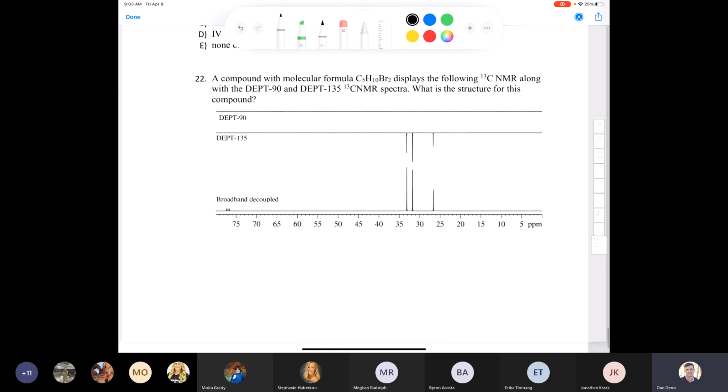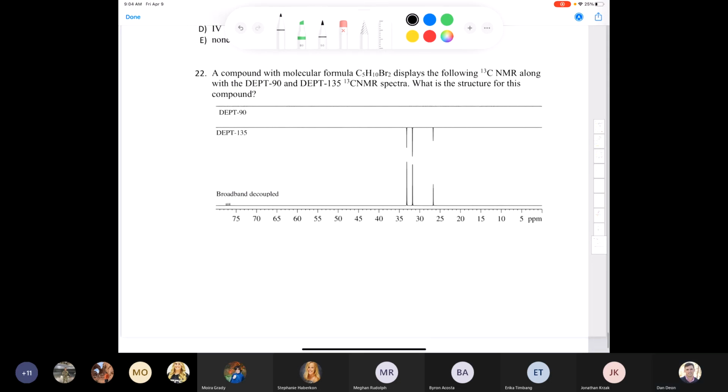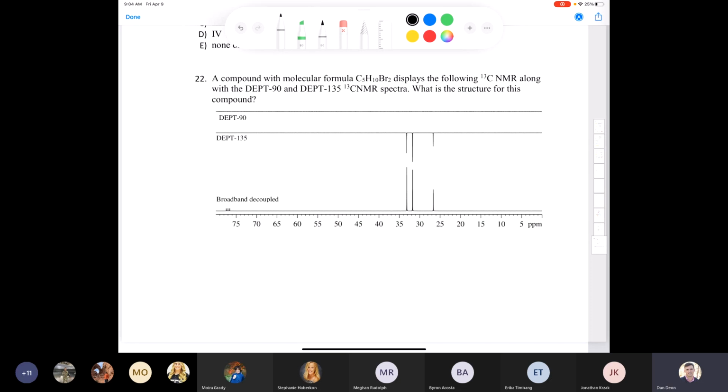And let's take a look at 22, which deals with a DEPT spectrum and asks us to elucidate the structure of a molecule. A compound with this molecular formula, C5H10Br2, displays the following carbon-13 along with DEPT 90 and a DEPT 135. Carbon-13, what is the structure for this compound?